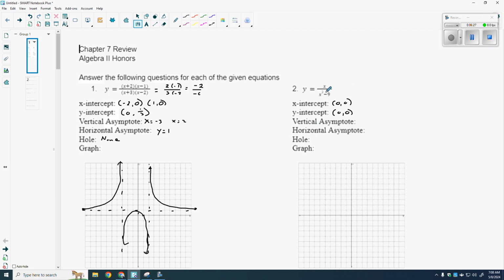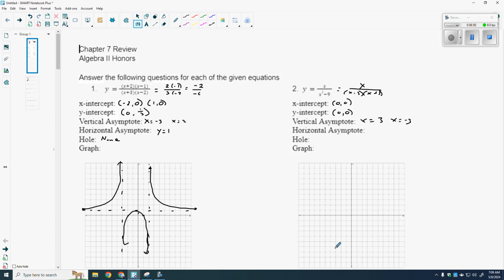Okay, vertical asymptotes. Got to factor the bottom. Bottom factors into x minus 3, x plus 3. I get it, you probably don't have to. You could probably see that because you've seen this equation a bunch, but I factored it just so we can see it. x equals 3, x equals -3, and again, they are x equals equations.